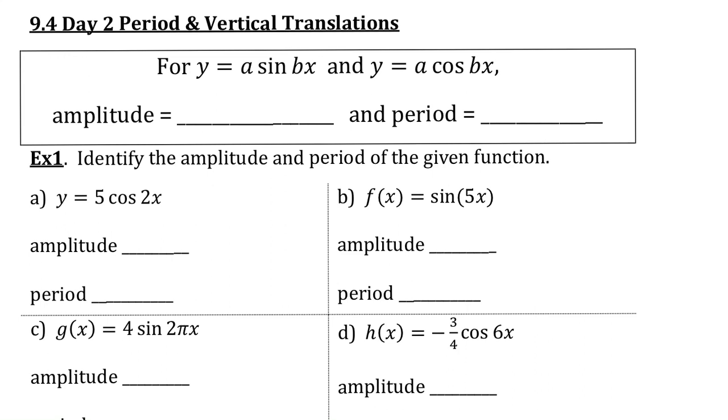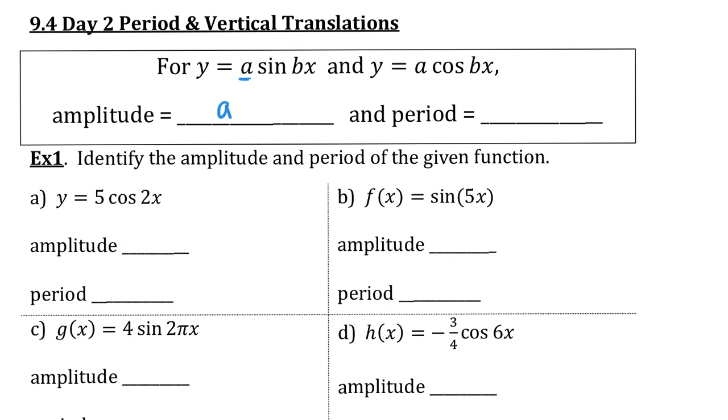Okay, 9.4 day 2, we're going to add period changes and vertical translations to our sine and cosine graphs. So this says for y equals a times the sine of bx and y equals a times the cosine of bx, what is the amplitude and the period? We did amplitude last time. The amplitude was the vertical stretch. So the amplitude is whatever's in the front.